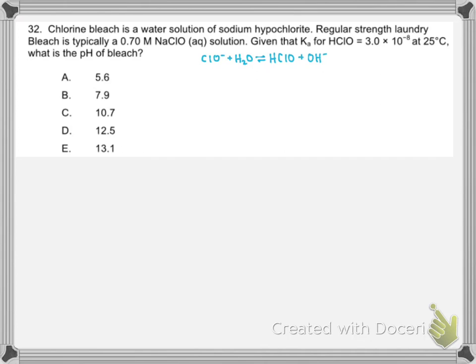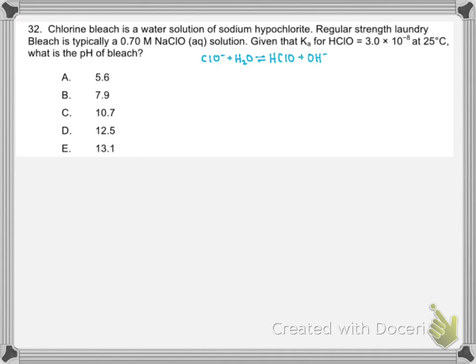Okay, up next we have a problem where we're given a Ka. The first thing I like to do is see, is the stuff that we have in our problem, in this case sodium hypochlorite or bleach, the same thing that we're given a K for? Is this the same as that? And the answer is no, but they are awfully similar. How are they related? Well, they're conjugate acid-base pairs.